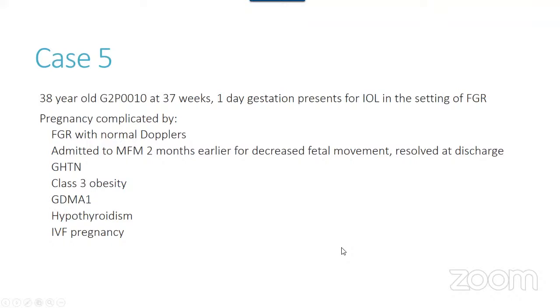So this is a 38-year-old. She's a G2. She's at 37 weeks. She's presenting for induction of labor in the setting of fetal growth restriction. And you can see all these various comorbidities that the mother had. Most interestingly for our purposes, I would point out that she was admitted to MFM 2 months prior to delivery for decreased fetal movement, and she was monitored and it was resolved at discharge.